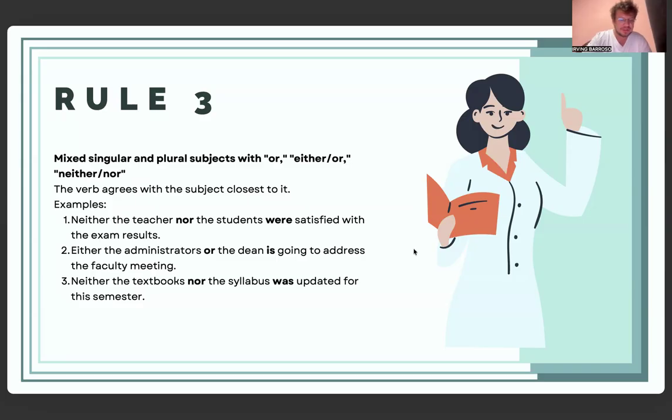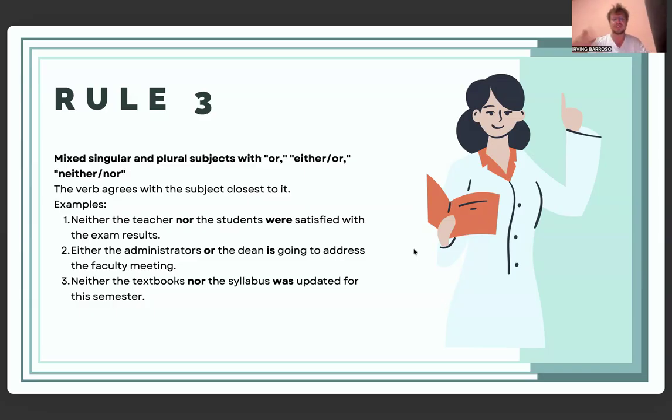My second example: the students in the classroom are studying educational psychology. The subject is students, which is plural, so we use are. Don't let the word classroom confuse you. It's part of the prepositional phrase in the classroom. And the third example: the quality of online courses depends on instructional design. The subject here is quality, singular, not courses. Therefore, we use the singular verb depends. As you can see here.